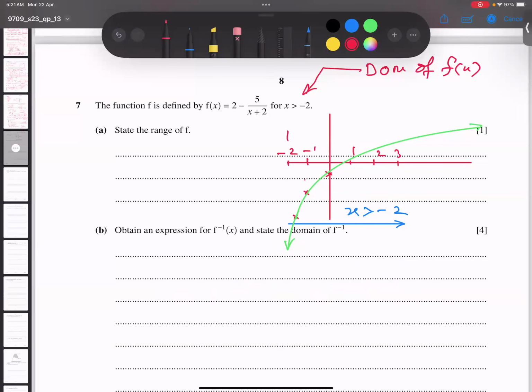You can plug in bigger numbers. As you get close to the x value of -2, the value is very, very low in negative. So it means the lowest value is -infinity.